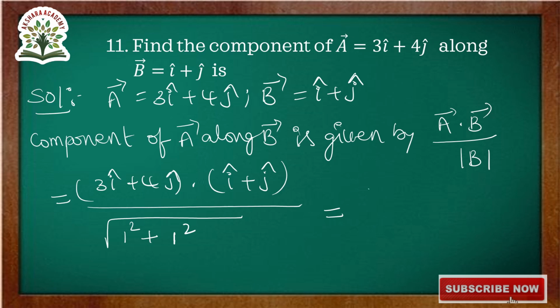3 into 1 is 3 plus 4 into 1 is 4, by root of 1 plus 1, which is 2. So that is equal to 7 by root 2. So the component of A bar along B bar is given by 7 by root 2. This is the final answer. Next we will go to the next question.